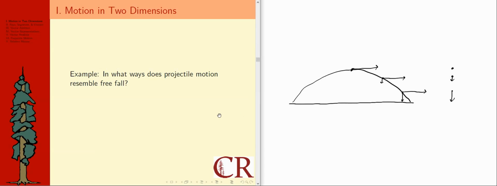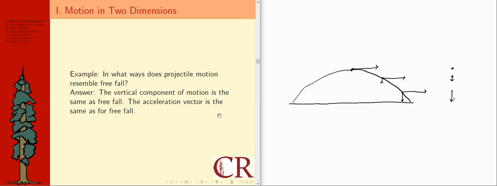So that's our picture that we really got from Galileo. We've maybe added some math to it these days that he didn't have yet. But there's the answer: the vertical component of motion is the same as free fall. The acceleration vector in particular, I didn't address that yet, but that means it's accelerating the same as for free fall. And we're in a chapter on vectors, so I'm saying that means the acceleration vector.